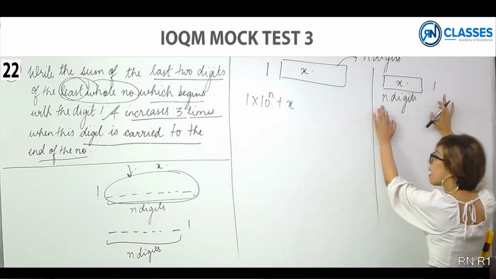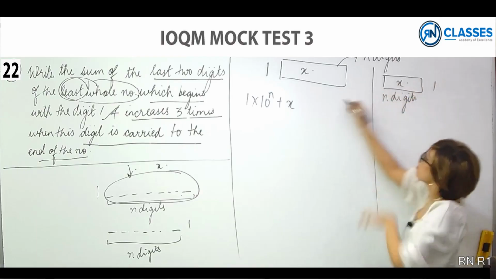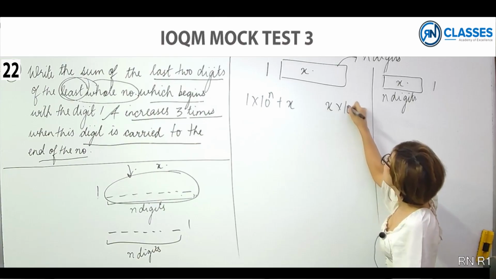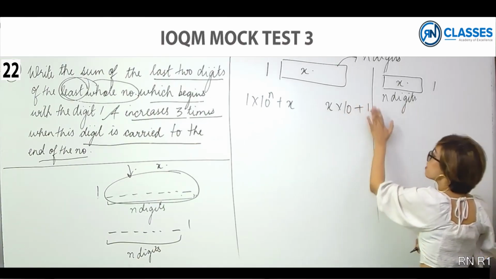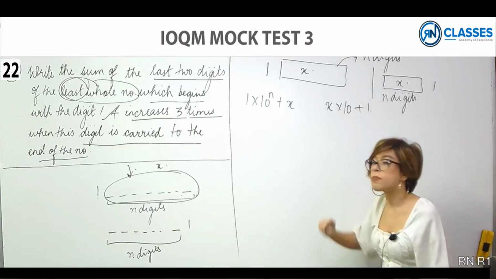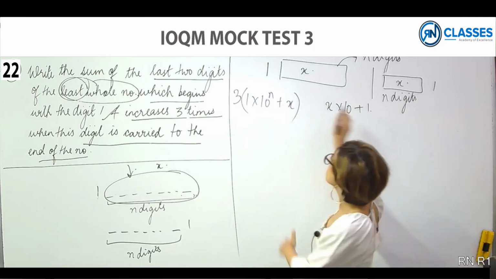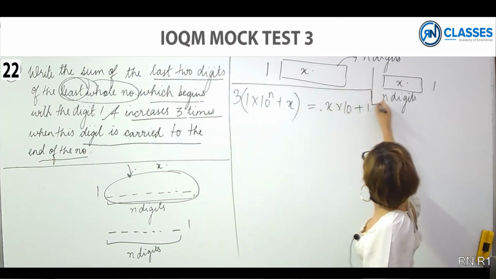So if I need to write the expanded form of this, it is x, just multiplied by 10. So x into 10 plus 1. So this number is nothing but this. Now he says that this number has been increased by 3 times. So that means if I multiply this by 3, I should get this number. I have this equation which I need to solve.